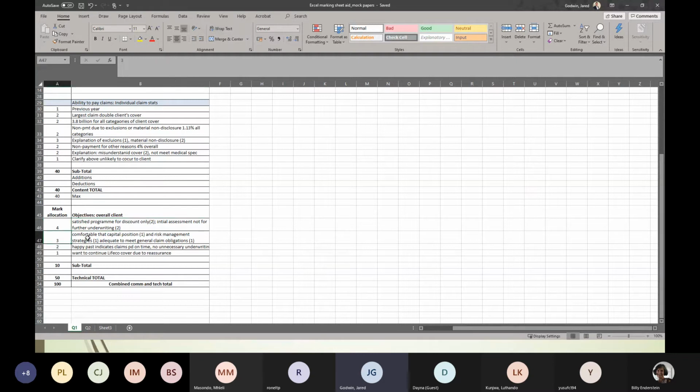The next objective: is he comfortable that your capital position and your risk management strategies are adequate to meet your general claim obligations? That's 3 marks. So do you see how this objective section ties in with the main section? And so then your 40 plus your 10 gives you your 50.